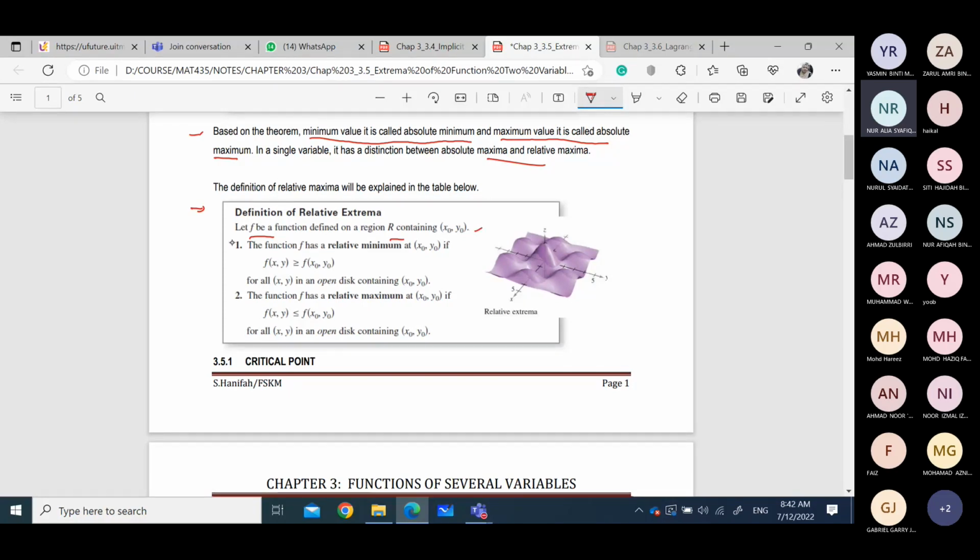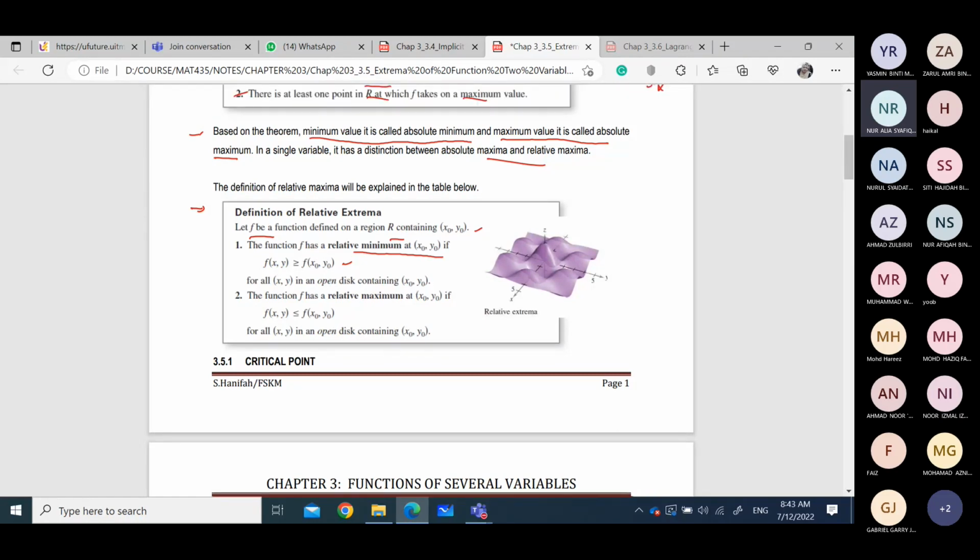Okay, so the first one: the function f has a relative minimum at point x naught, y naught if f at point xy on the surface is greater than or equal to f at the original point, which is x naught, y naught. If we have this condition, we can say that the function f has a relative minimum, for all points xy in an open disk containing x naught, y naught.